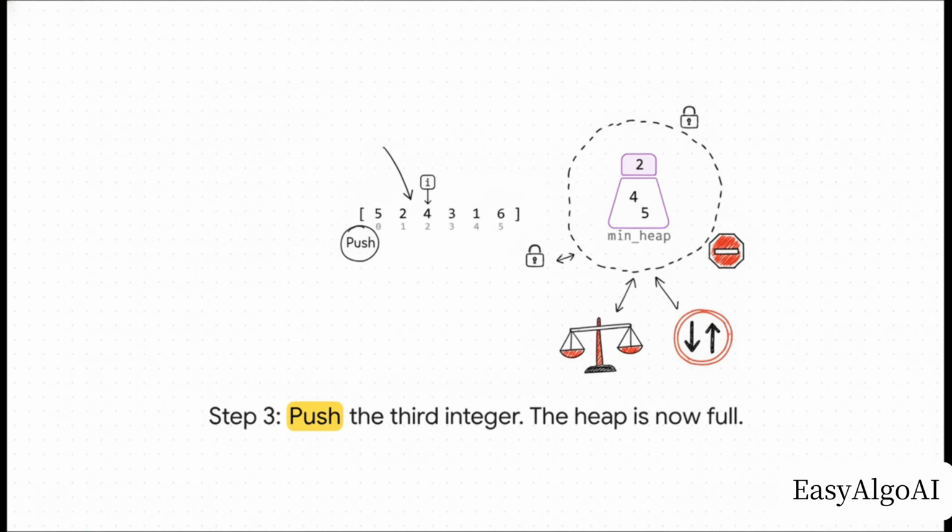Then we go ahead and push the third integer, the number 4. Now, notice what happens here. Our k is 3, and our heap now contains exactly 3 integers: 2, 4, and 5. The heap is completely full. So from this point on, once the heap hits that k limit, we can't just blindly add numbers anymore. We actually have to start making decisions about who gets to stay and who gets kicked off the podium.